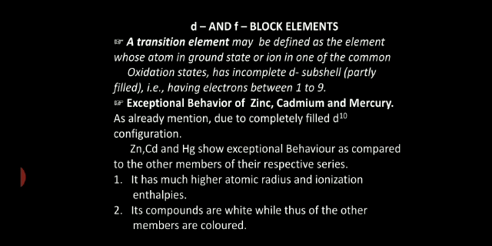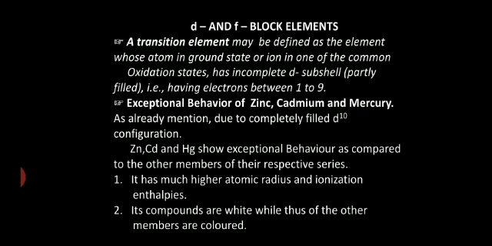Due to this reason, the densities of the transition elements increase on moving from left to right in a series. Why? Because the atomic radii, and hence the atomic volume, decrease, whereas the atomic mass increases, due to which the density of the transition elements increases on moving from left to right in a series.